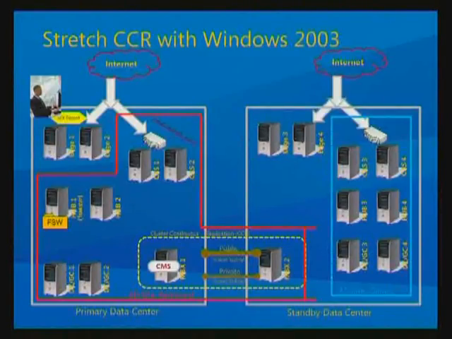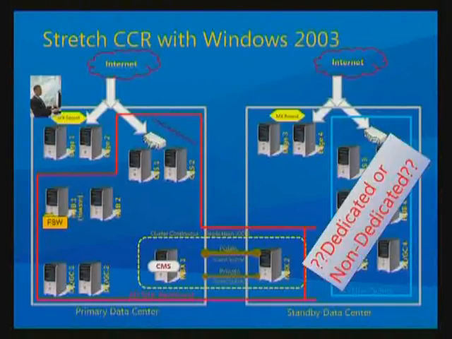Now, if you make that a second AD site that's separate, it can be performing its own service. You have to make that decision. Is it going to be a dedicated site or is it going to be non-dedicated? Is it going to be providing service regardless of whether there's any kind of primary data center failure, or is it going to be there specifically for the case when the primary data center fails?